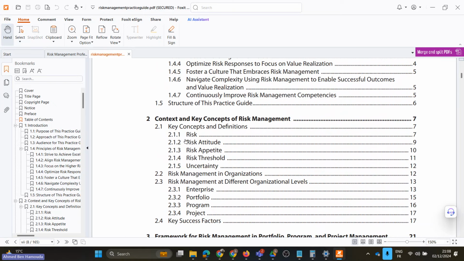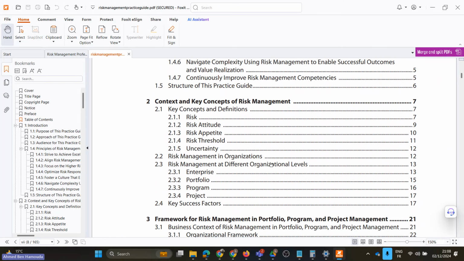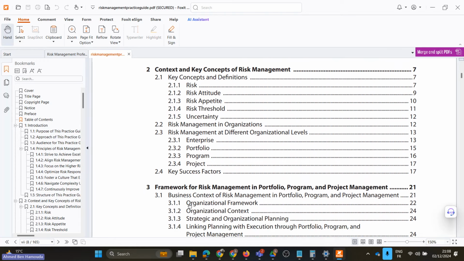Yeah, so we define the risk. What's the risk attitude? What's the risk appetite? What's the risk threshold? And what uncertainty means, which is the opposite of understanding. If something is not understandable, cannot really be analyzed, cannot be understood, then it's called an uncertainty. Then how to manage risks: how do you define risk management in organizations and at different organizational levels, on the enterprise level, on the portfolio, program, and project levels, and the risk and key success factors.